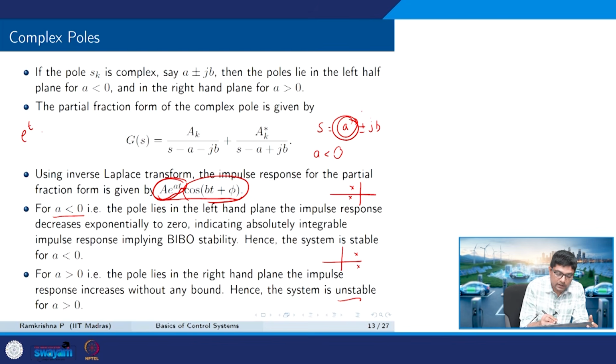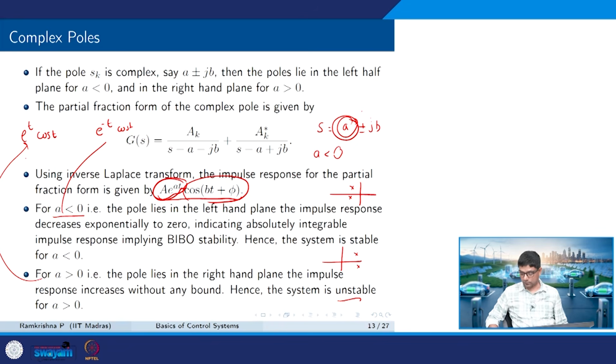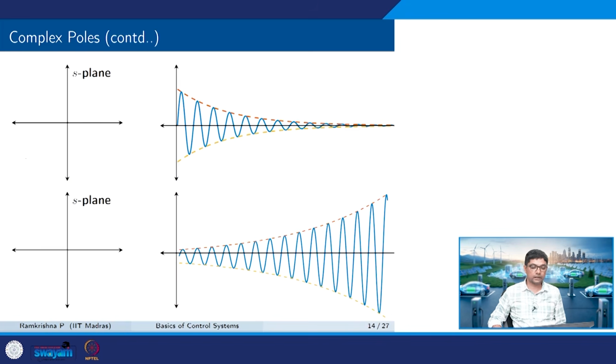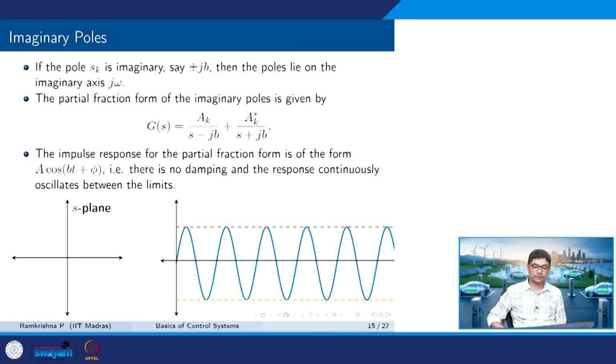Let's also try plotting e^(t) cos t, and also e^(-t) cos t. This will correspond to A less than 0, and this will correspond to A greater than 0. Okay, so this is e^(-t) cos t or sin t, and this is e^(t) sin t. So this is how complex poles behave.